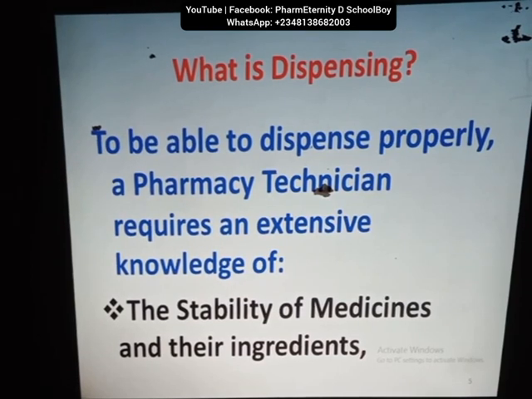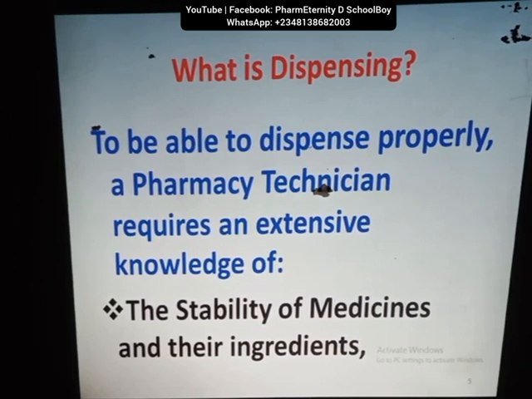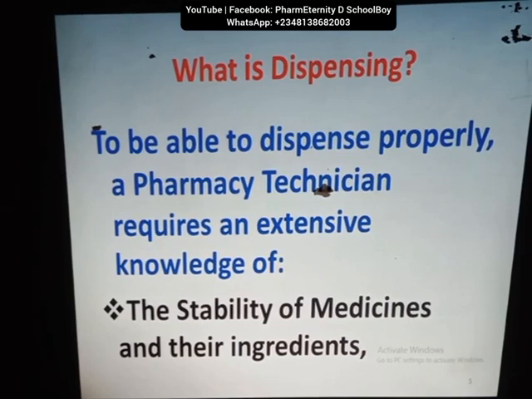So if you don't have this sound knowledge, and at the manufacturing level you go and formulate it in liquid form, the ingredient will degrade. So it cannot work. We see there's need for the stability of a particular medicine and its ingredient to be known before you can duly dispense. All right, let's continue.